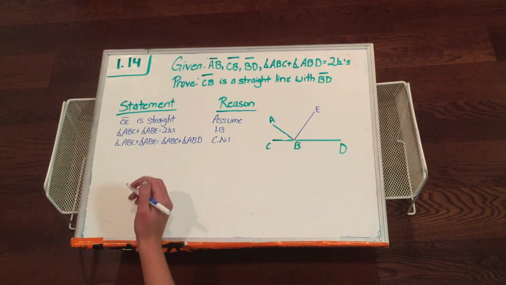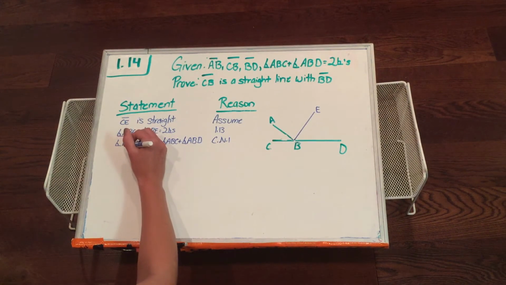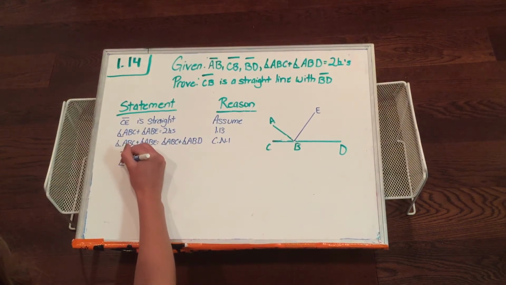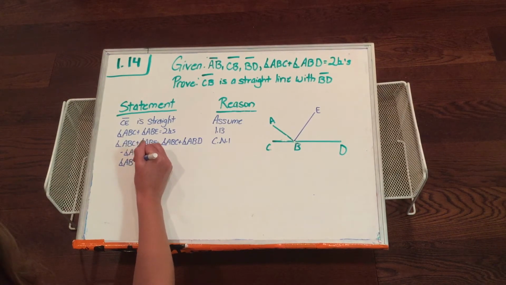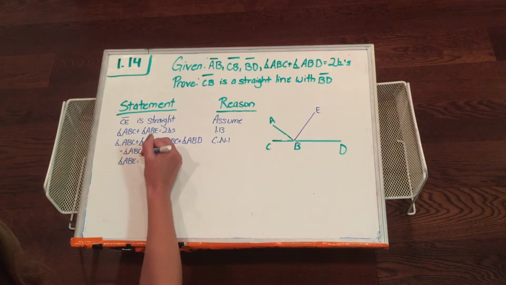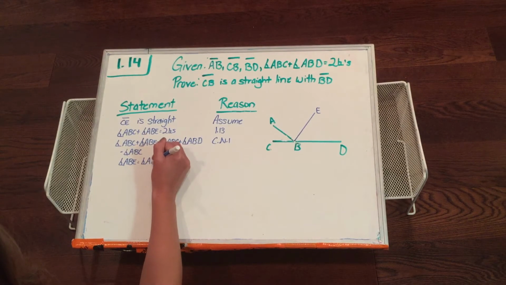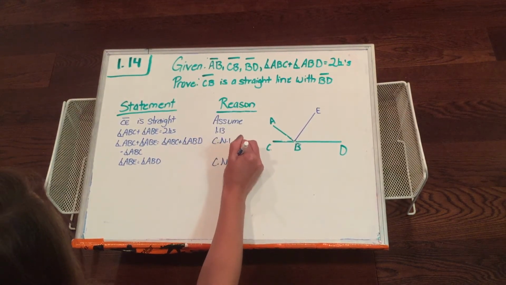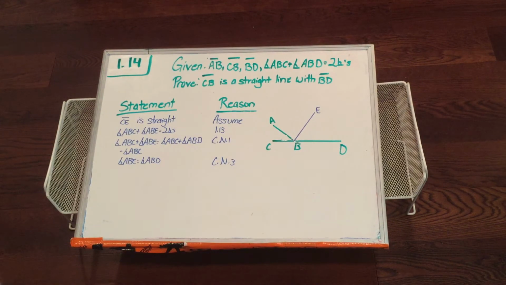So then you would say that by subtracting the angle ABC from both sides, the angle ABE is equal to the angle ABD. And that is by Common Notion 3, which says that if equals be subtracted from equals, the remainders will also be equal.